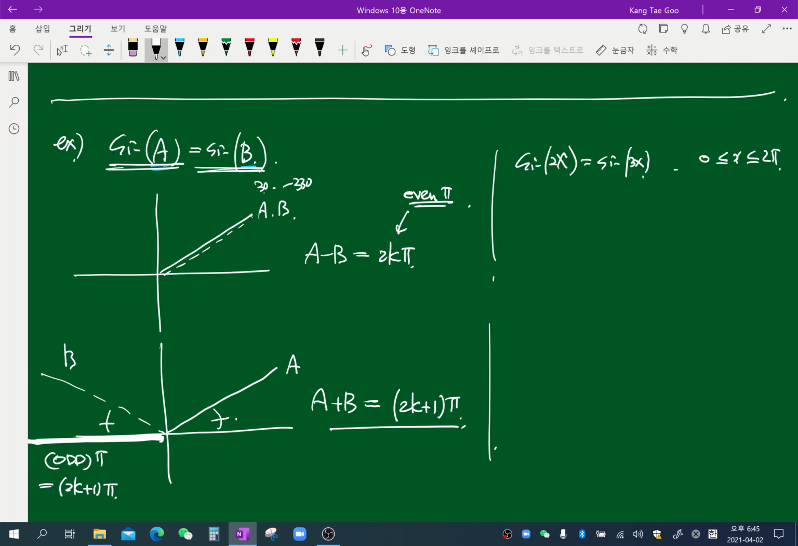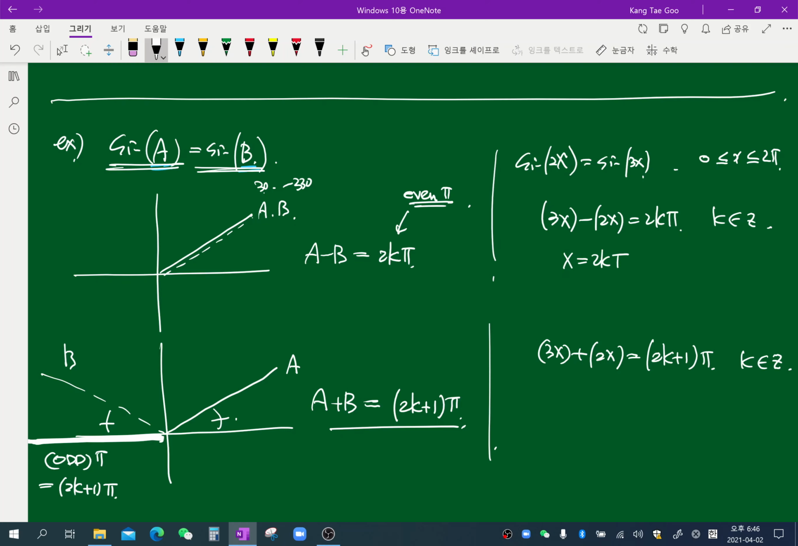The first, okay, 3x minus 2x goes to be 2k pi. And then another case is 3x plus 2x goes to be 2k plus 1 pi. Of course, k is an integer. Then x is 2k pi within one revolution from 0 to 2 pi, so that x goes to be 0, pi and 2 pi.